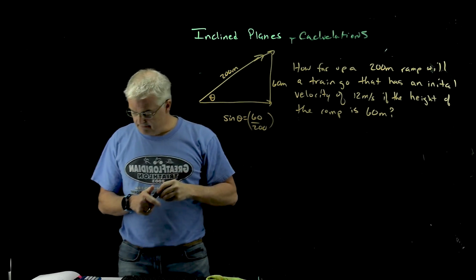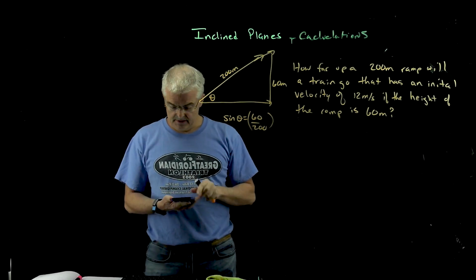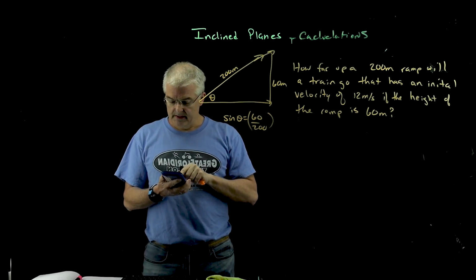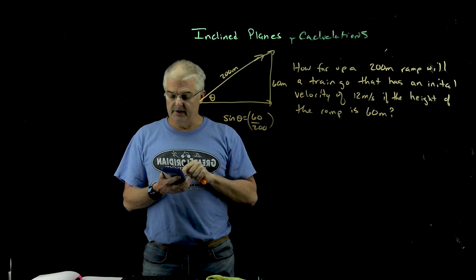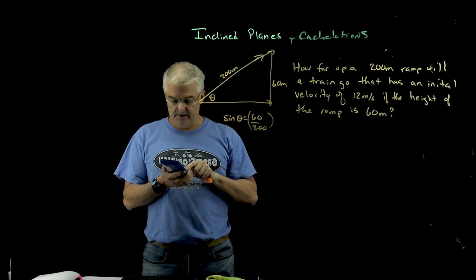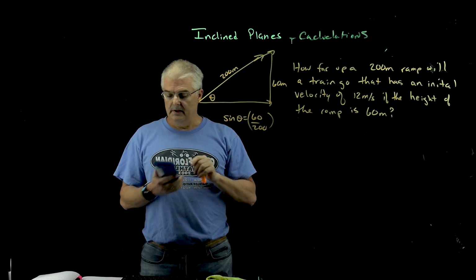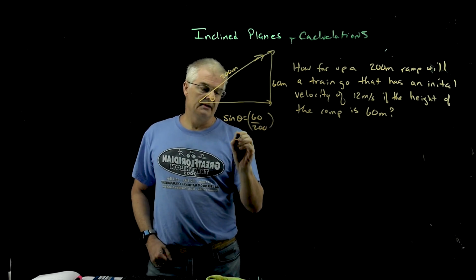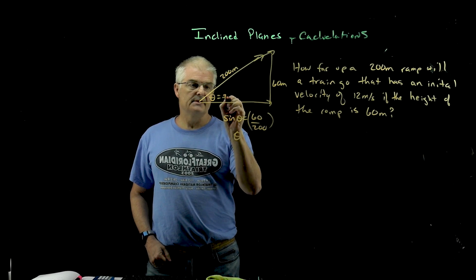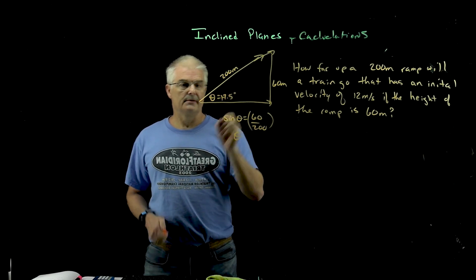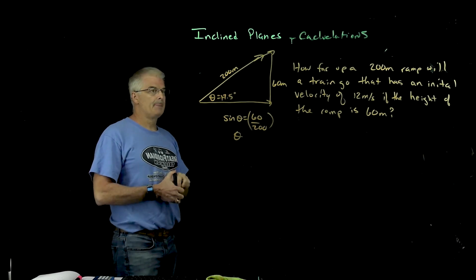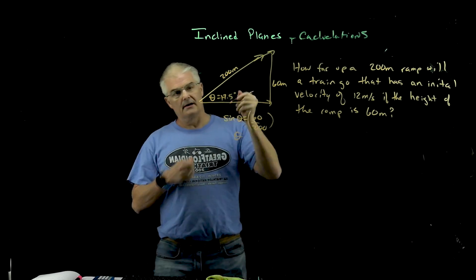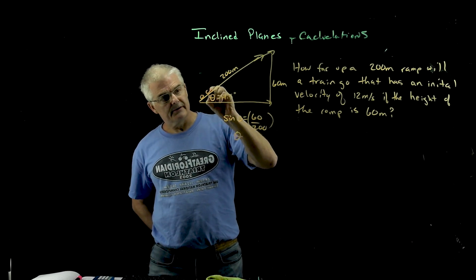So I'm going to take the inverse sine. I don't know what the angle is. So I'm going to take the inverse sine, or sine^-1, of 60 divided by 200. And that is 17.5. So theta equals 17.5 degrees. Got it?